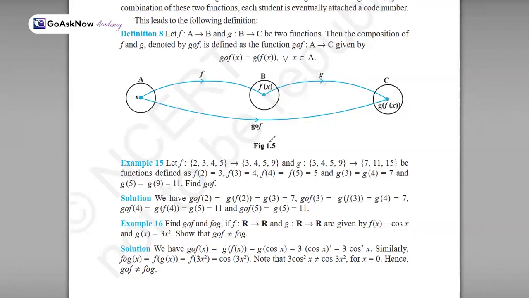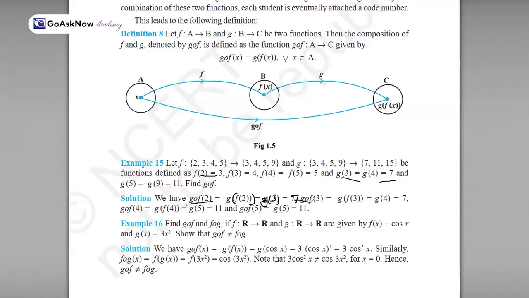So here we have gof of 2. What is gof of 2? I already told you that gof can be written as g of f(x). So gof(2) we will write as g of f(2). Here f(2) value is 3, because f(2) is given as 3. So I will put 3 inside the g, and g(3) is given as 7. So the value of gof(2) is 7.